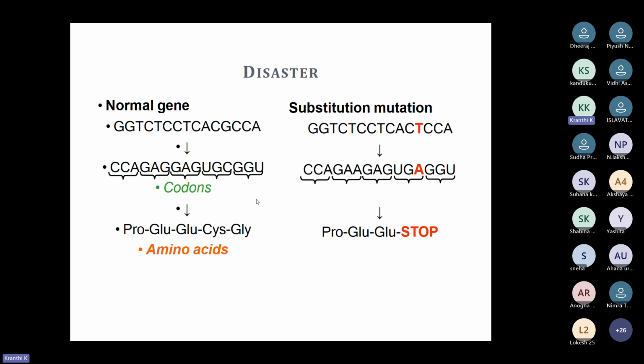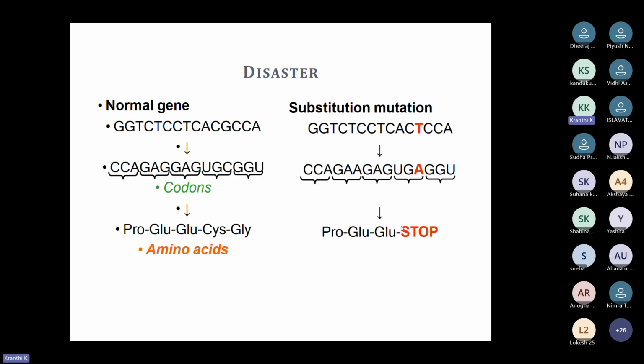But here, when you see, this is a disaster. Here in the place of G, T came. When T came here, the opposite will be A. Then what happens? It's a nonsense codon. It won't code any amino acid. Then here it will get terminated. Instead of having the 5 amino acid chain of a protein, it is terminating after the third amino acid only.